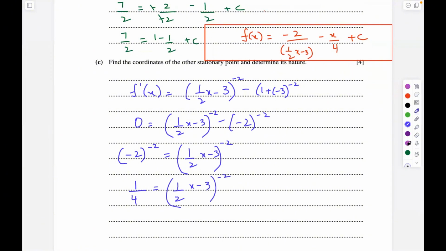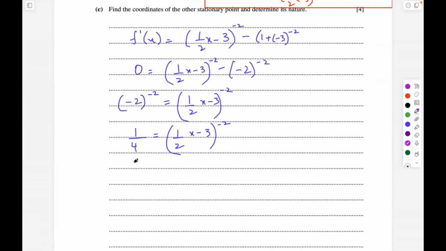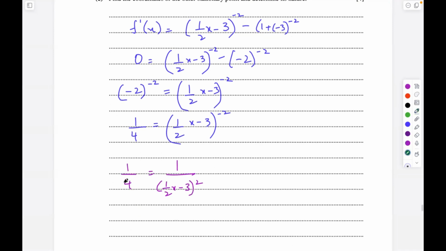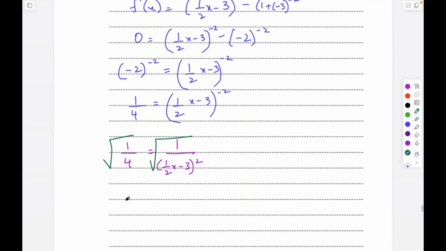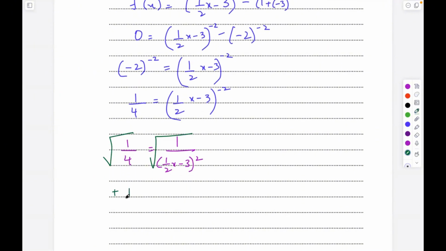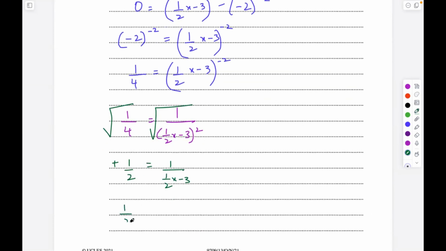Now to make the minus 2 power positive, we can bring it in the numerator and denominator, or we can write it as 1 upon 4 will be equals to 1 upon half x minus 3 whole squared. Now taking the square root on both the sides, we'll get plus minus 1 upon 2 is equals to 1 upon 2x minus 3. Now, when we cross multiply, we will get 1 upon 2x minus 3, and this is a plus minus sign, so this will be a plus minus 2.